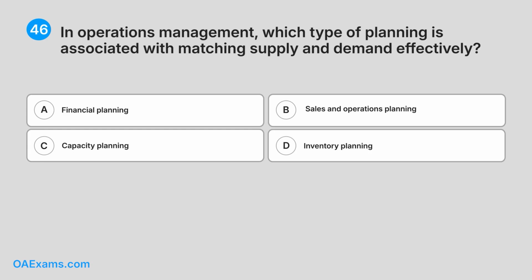A. Financial planning. B. Sales and operations planning. C. Capacity planning. D. Inventory planning. What do you think is the answer?